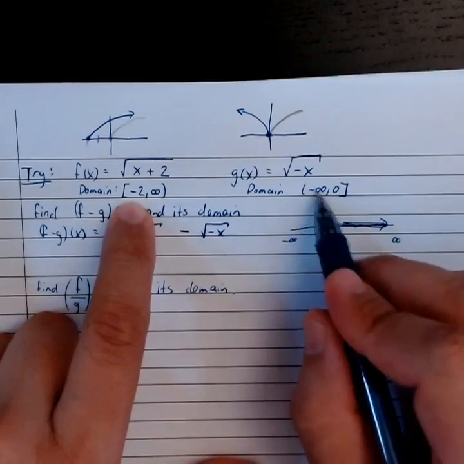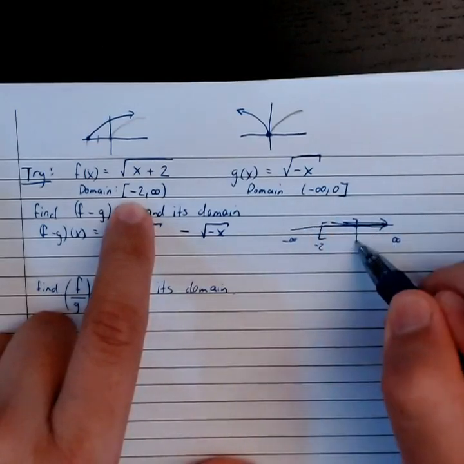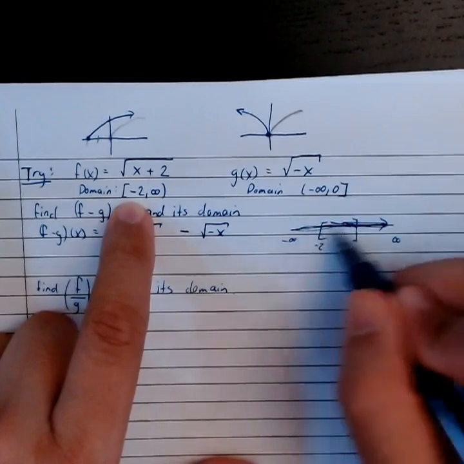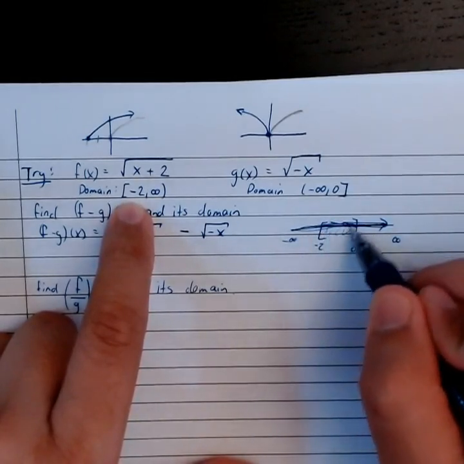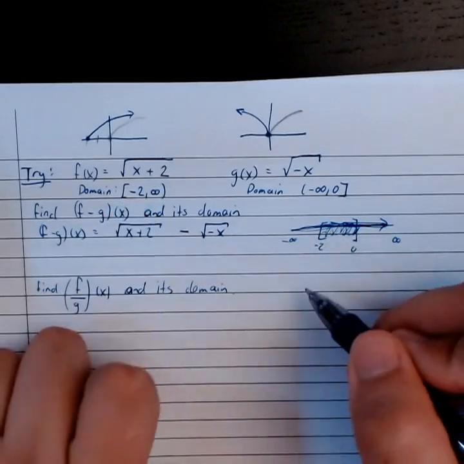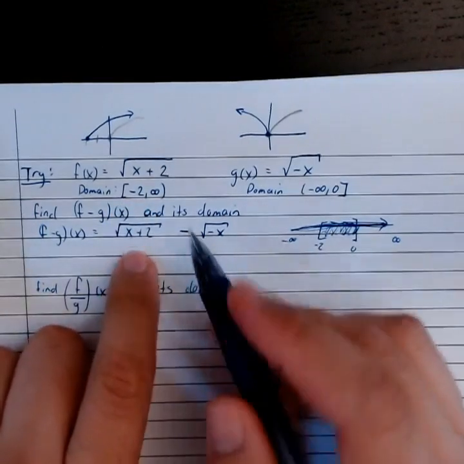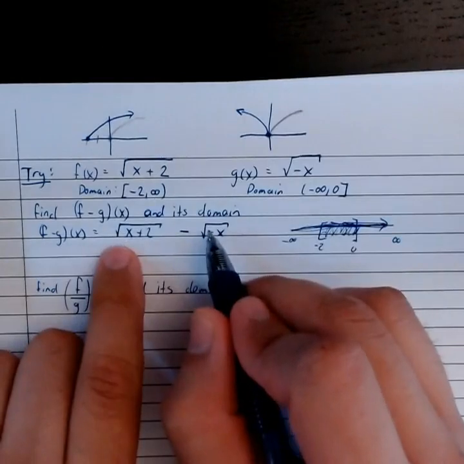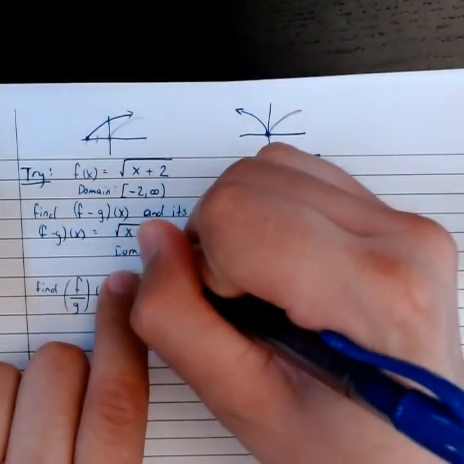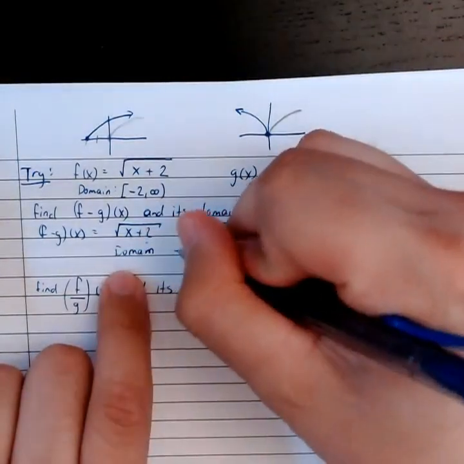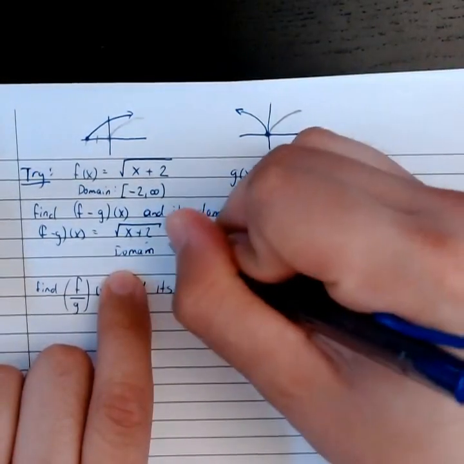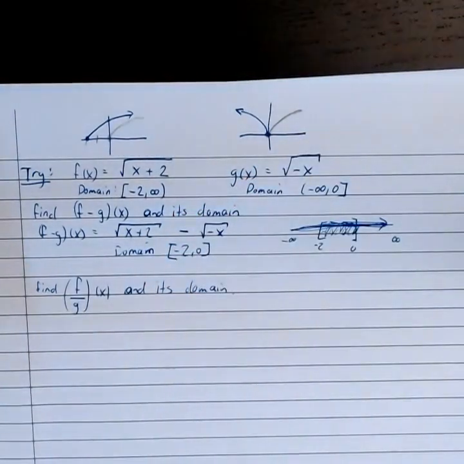And now from negative infinity up to 0, that's starting from 0 and going forever to the left. Where that overlaps, well, that's all the stuff in here, between minus 2 and 0. So right here, that's going to be my function f minus g, and its domain is all the stuff from negative 2 up to 0. Just like that.